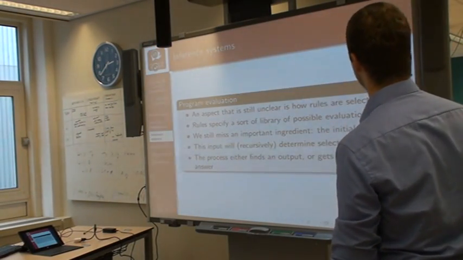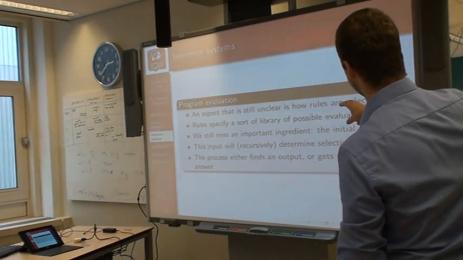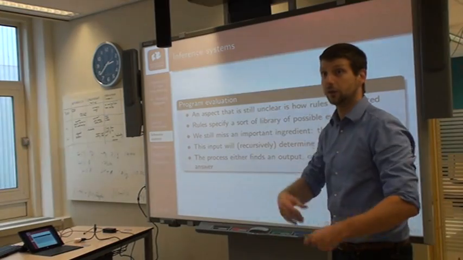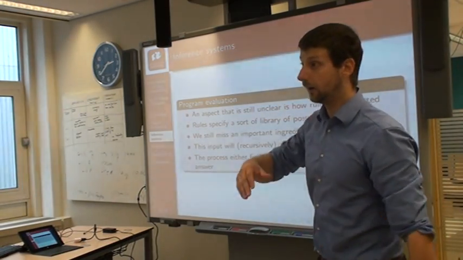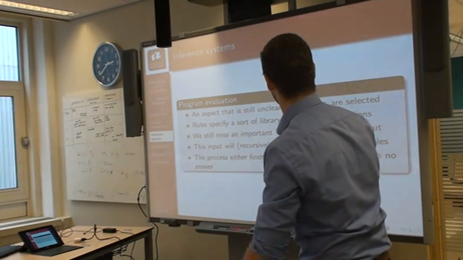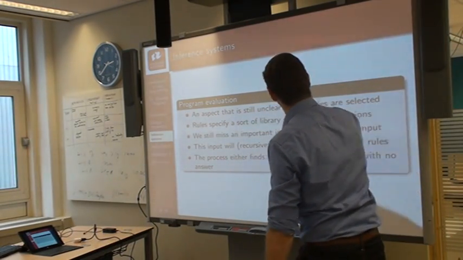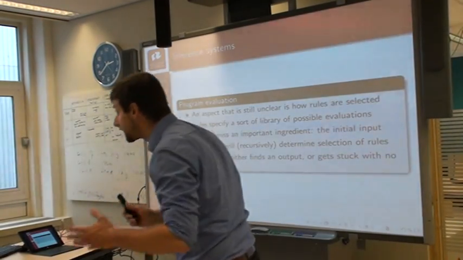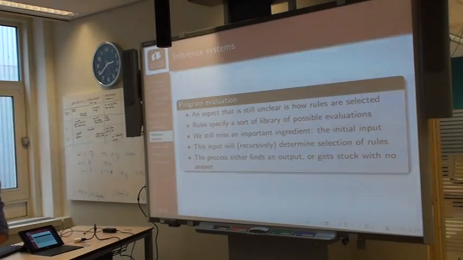Okay. So, now the last thing that we still have to specify is how rules are selected. So we have a bunch of rules. Together they cover the whole execution of the program. Now we actually need something more, because the rules are just a library of possible evaluations. But which specific rules will be selected and in which order?